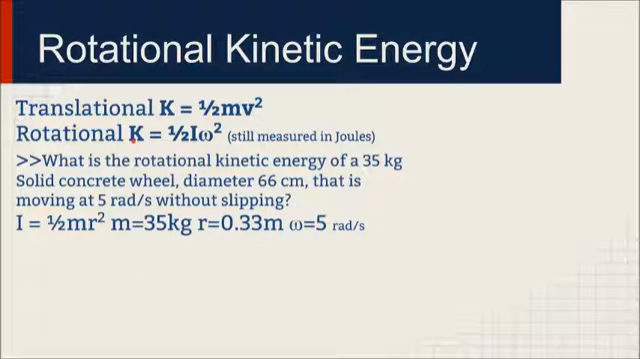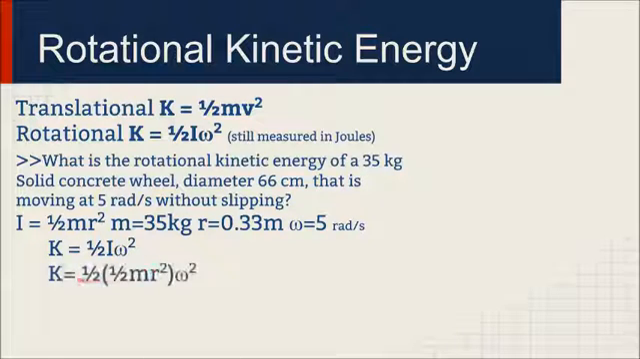So to calculate this, we need 1/2 of I omega squared. It's going to look a little weird, because if it's 1/2 I omega squared and I is 1/2 mr squared, it actually comes out to 1/2 of 1/2 mr squared, and then times omega squared. So be careful with that, because the first 1/2 is part of the formula for rotational kinetic energy, and the other half comes from the rotational inertia.